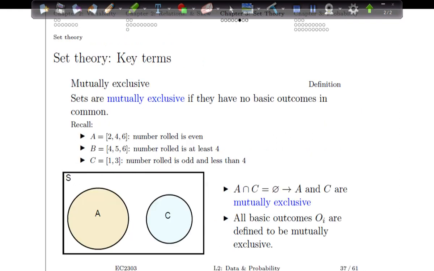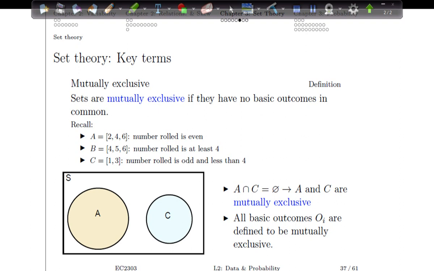Lastly, two events are mutually exclusive if they have no outcomes in common. For example, if the number rolled on the dice is even and the number rolled on the dice is odd, those two events are mutually exclusive.